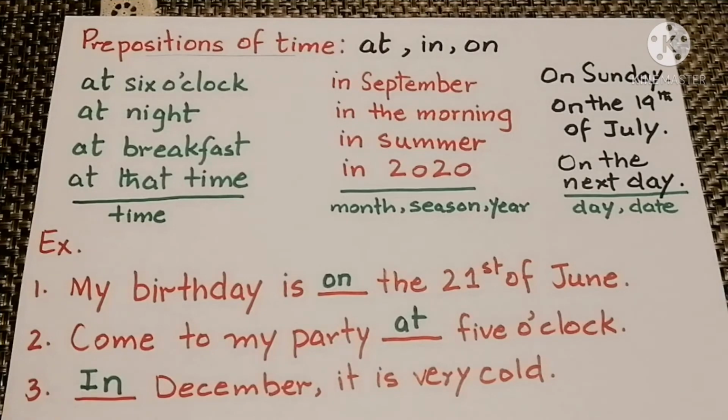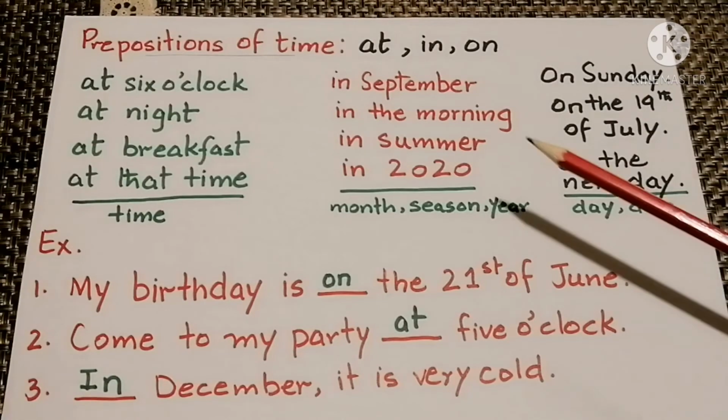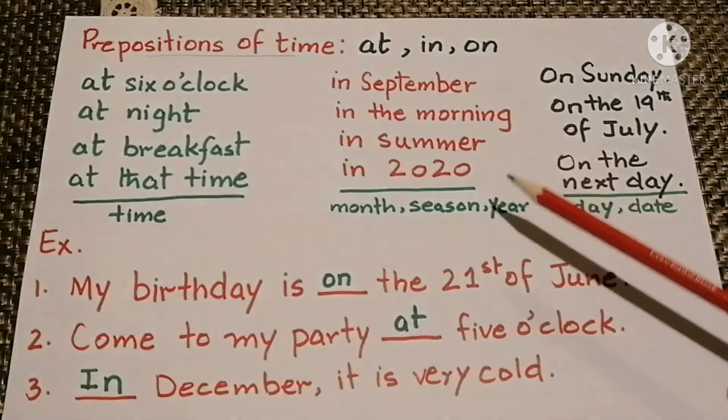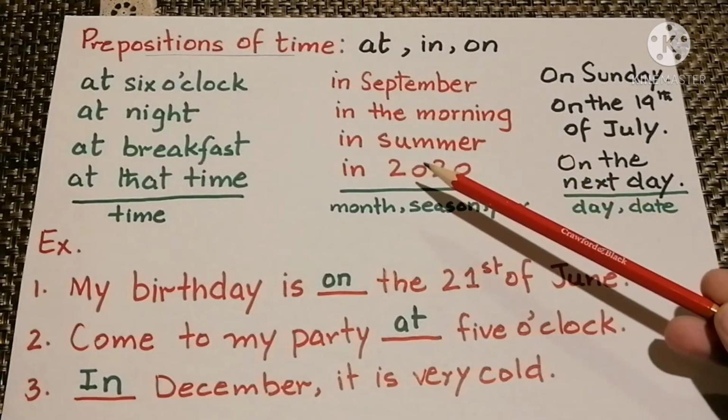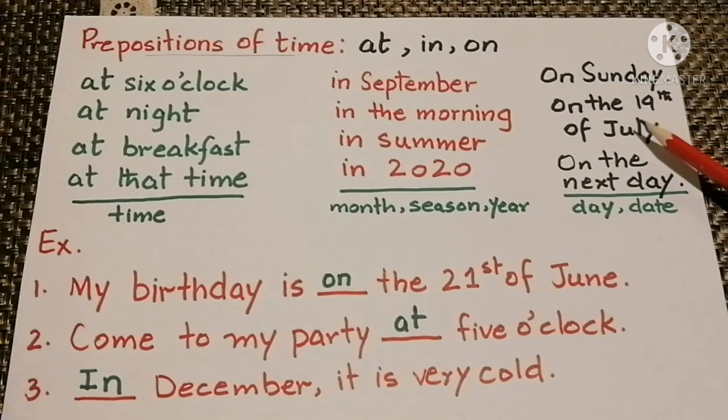Now, prepositions of time: at, in, and on. At 6 o'clock, at night, at breakfast, at that time. Here we are talking about the time by the clock, so we use at with that. In September, in the morning, in summers, in 2020. Here we are talking about the months, seasons, or the year, so we use in. On Sunday, on the 19th of July, on the next day. Here we are talking about day or date, so we use the preposition of time, that is on.